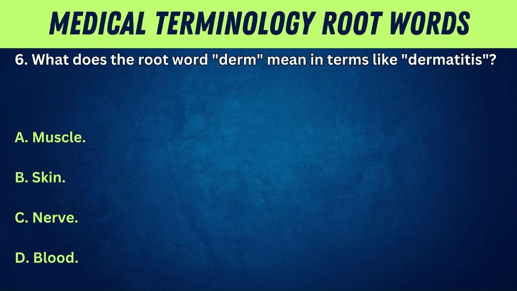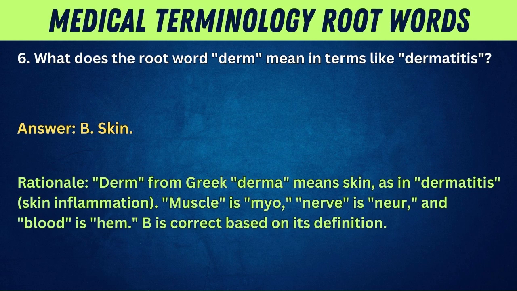6. What does the root word derm mean in terms like dermatitis? A. Muscle. B. Skin. C. Nerve. D. Blood. Answer: B. Skin. Rationale: derm from Greek derma means skin, as in dermatitis, skin inflammation. Muscle is myo, nerve is nor, and blood is hem. B is correct based on its definition.